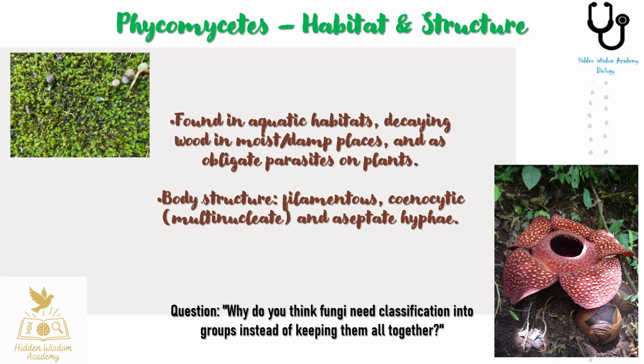Let's talk about habitat and structure of Phycomycetes. Phycomycetes, which is also called the lower fungi, are mostly found in aquatic habitats and on decaying wood in moist and damp places. Some members also live as obligate parasites on plants. Their body is filamentous and made up of long, thread-like structures called hyphae. These hyphae are cenocytic and aseptate, which means they contain many nuclei but lack cross walls. Common examples of Phycomycetes include Rhizopus, also known as bread mold, and Albugo, which causes white rust in plants.